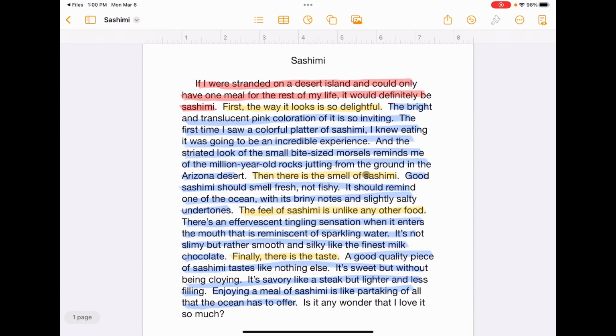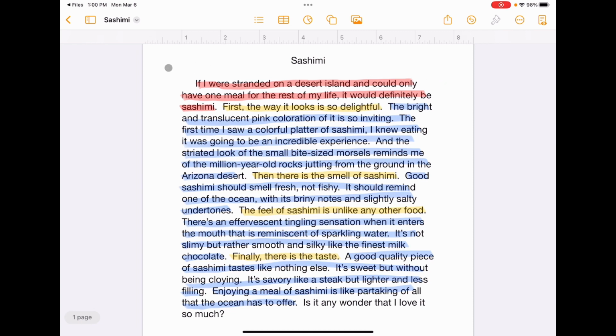Then there is the smell of sashimi. I haven't given away any of my adjectives from my map. Good sashimi should smell fresh, not fishy. There's some adjectives. It should remind you of the ocean with its briny notes, adjective, and slightly salty undertones, adjective. That is pretty much it, guys. That is the structure of this paragraph.